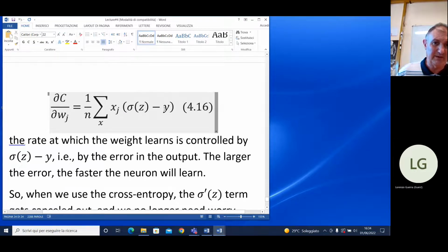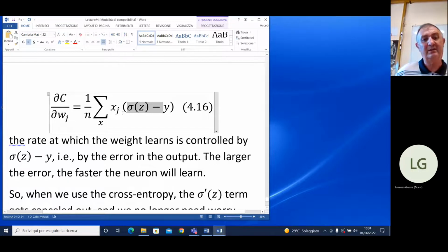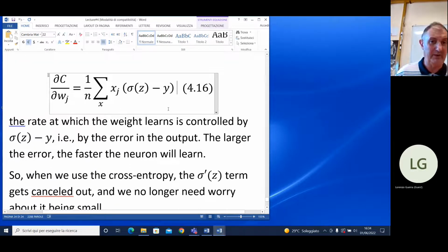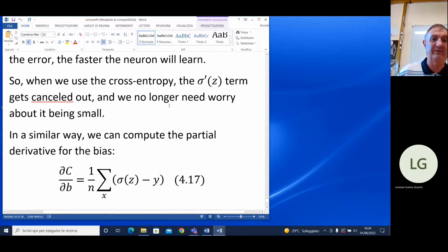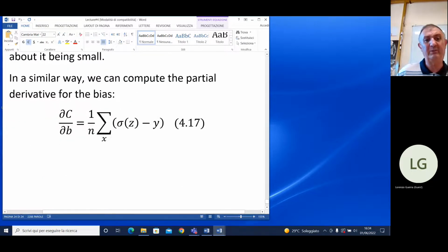So the bigger this distance, this difference, the bigger the values of this term. So more contribution of the learning difference it can bring. So our neural net begins to learn faster. It's a very pleasant thing. And in a similar way, also the gradient of the cost function with respect to the bias parameter also doesn't depend on the derivative of the function sigma.